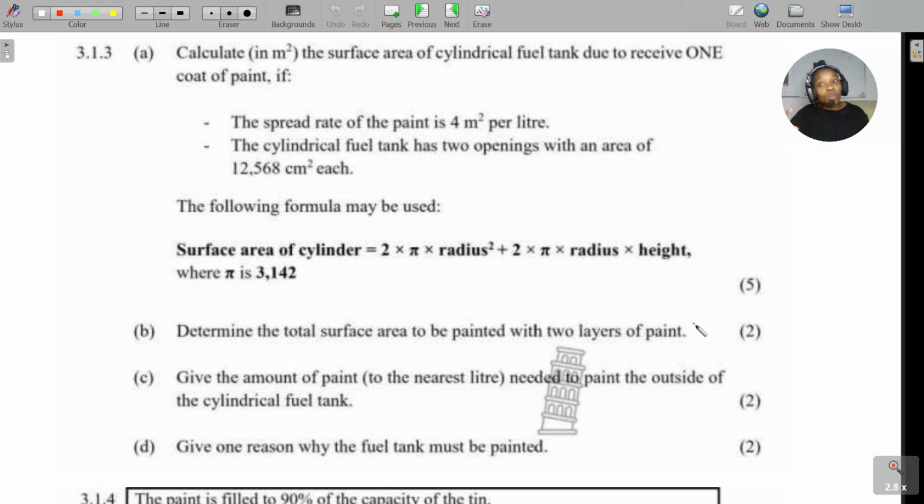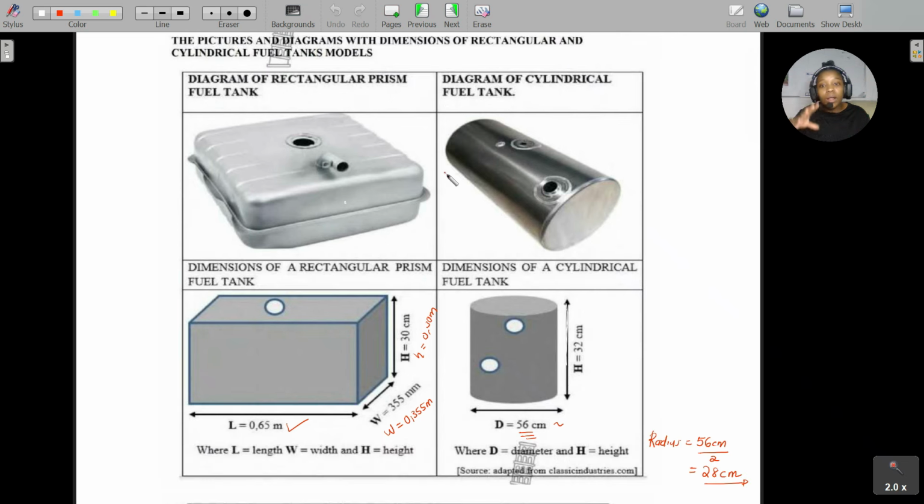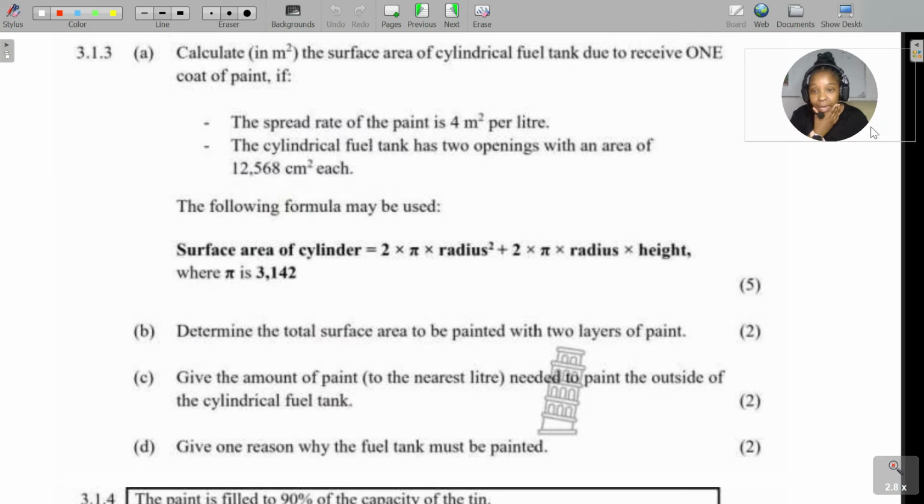So in this video tutorial, we are continuing from this lesson where we had to calculate the volume of these two tanks, the rectangular fuel tank and the cylindrical fuel tank. So we're using these dimensions to help us answer the questions that are given to us here, right?